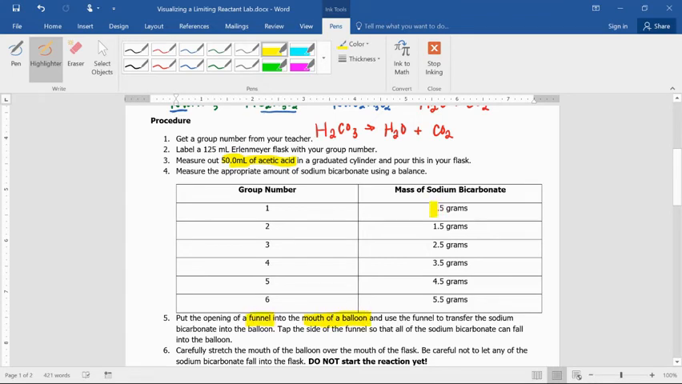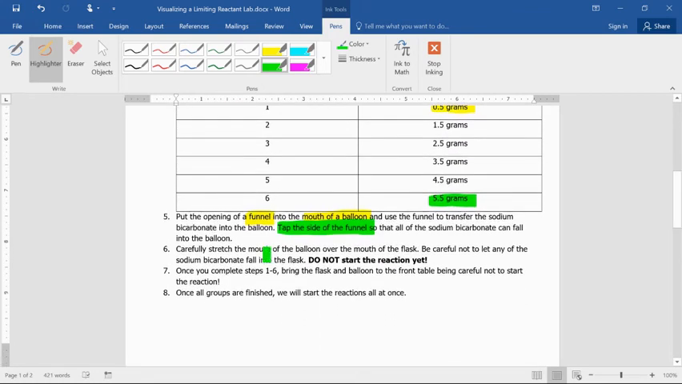Now, if you're in group 1, you can probably dump all of that in at the same time. But if you're in group 6, make sure you are putting the amount of baking soda in slowly, because if you pour it all into the funnel at the same time, it's going to clog the funnel. And you might need to tap the side of the funnel so that all the sodium bicarbonate falls through. Then you're going to put the balloon over the flask, but don't start the reaction until the teacher tells you to. Bring your flask to the front table, and then everyone's going to start the reactions at once.